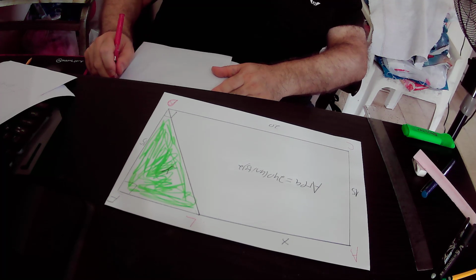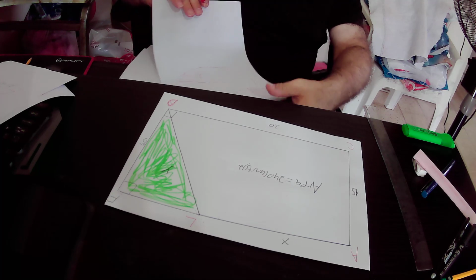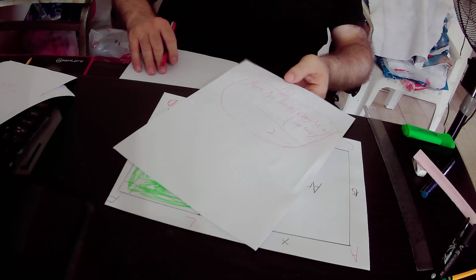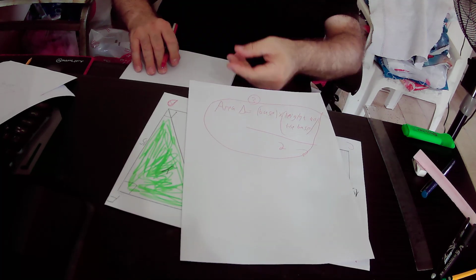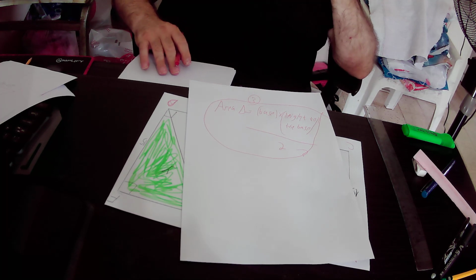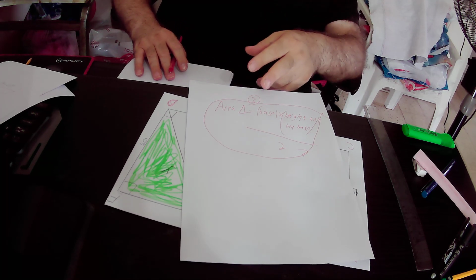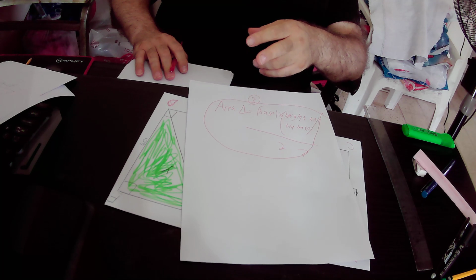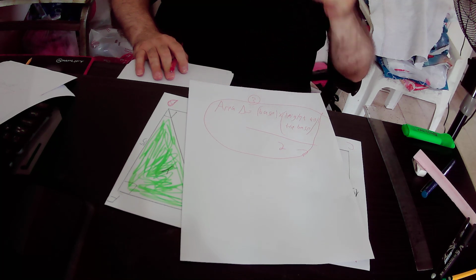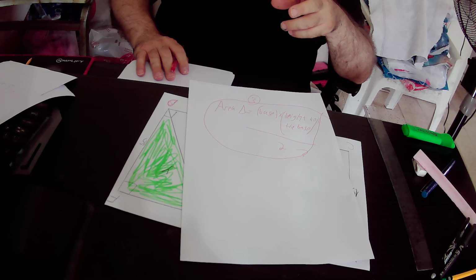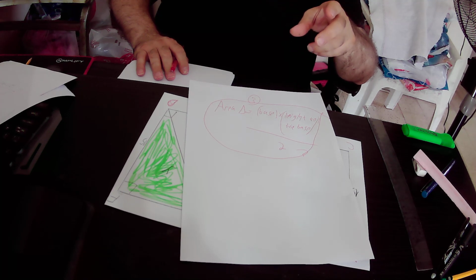I will repeat again. The formula for the area of any triangle in the world equals the base of the triangle times the height to the base over 2. You should remember that the height to the base must create 90 degrees with the base.